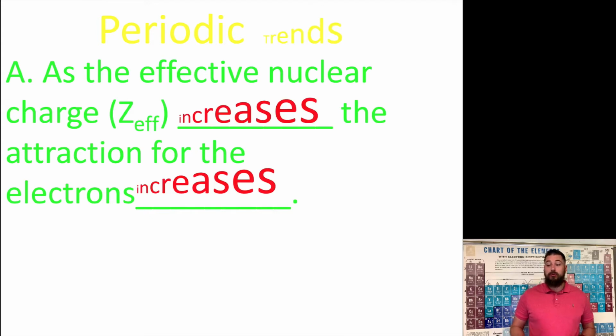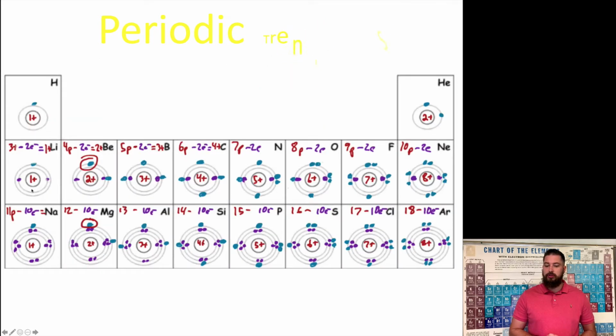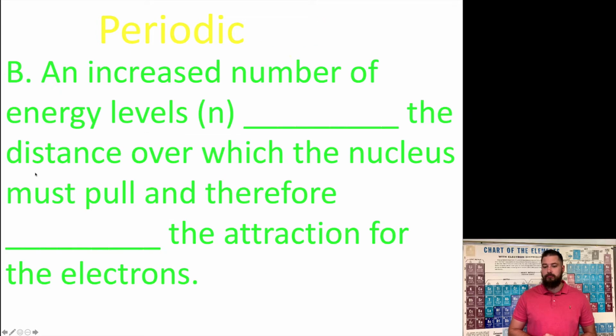As the effective nuclear charge increases, the attraction for these electrons increases as well. This is what I just said here. We're going to take a look at this chart again. As the effective nuclear charge goes 1, 2, 3, 4, 5, 6, and so on, the force of attraction increases. So there's a larger force of attraction for neon compared to lithium.